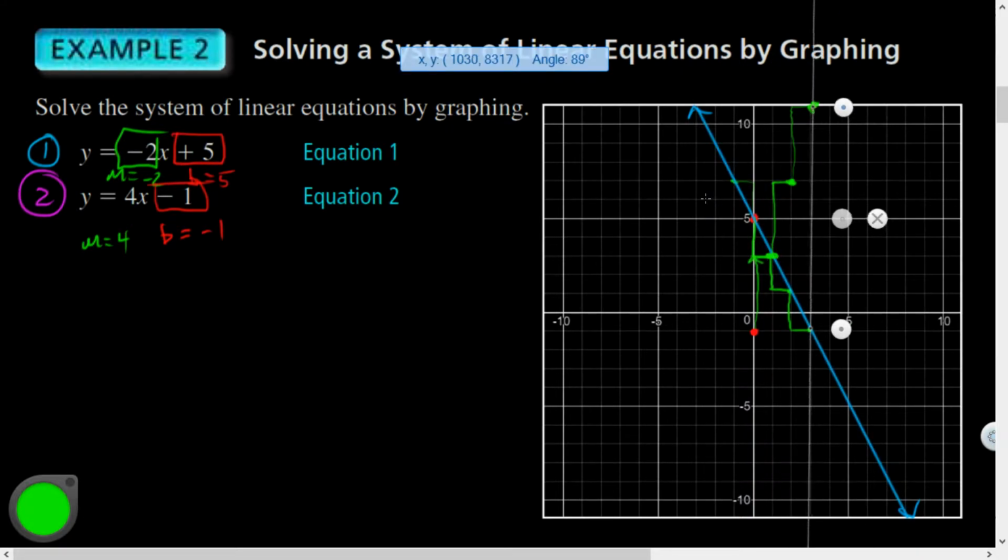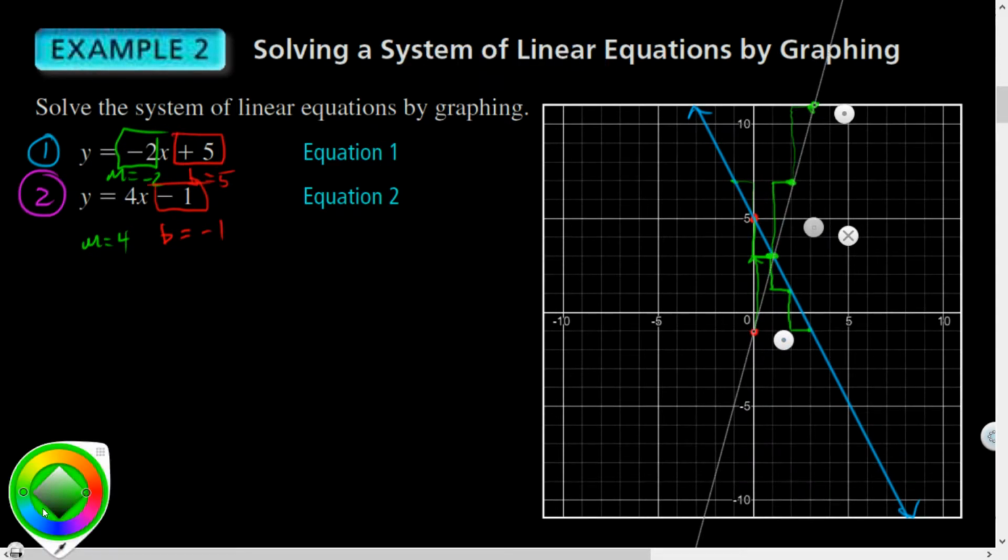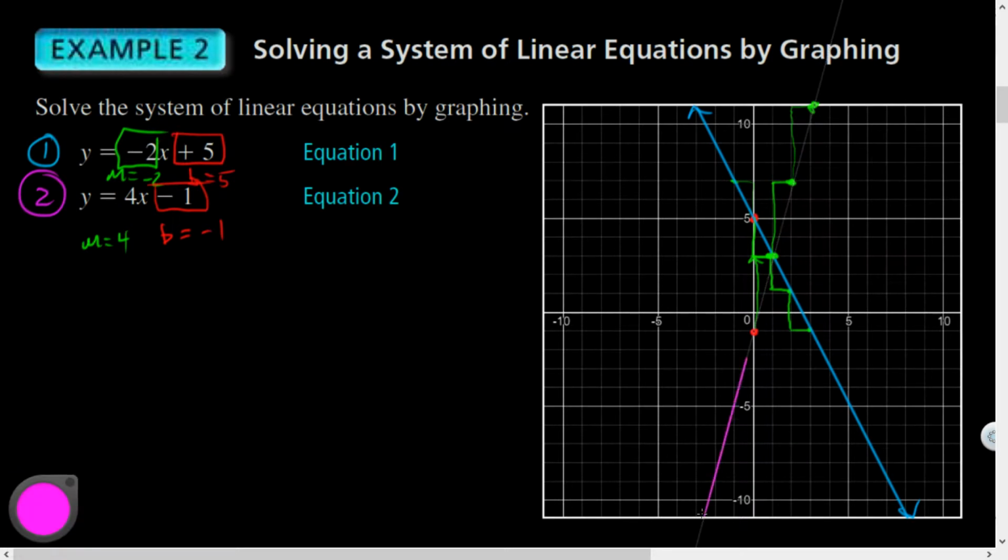Now the points on the blue line are ordered pairs, x's and y's, that make the equation true. The points on the purple line are ordered pairs, x's and y's, that make its equation true. So here's a point, this looks like 2, 7. That means if I plugged in 2 for x and 7 for y, it would be true. But would it be true if I plugged it in this equation? The student said no, and it wouldn't be a solution of the blue line because it's not on the blue line.